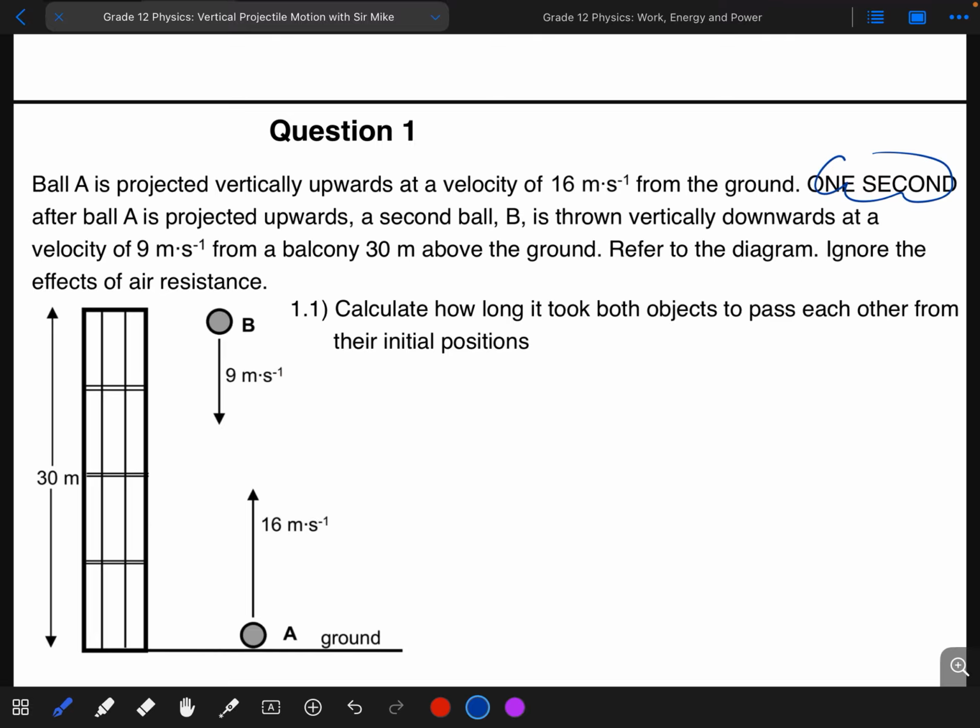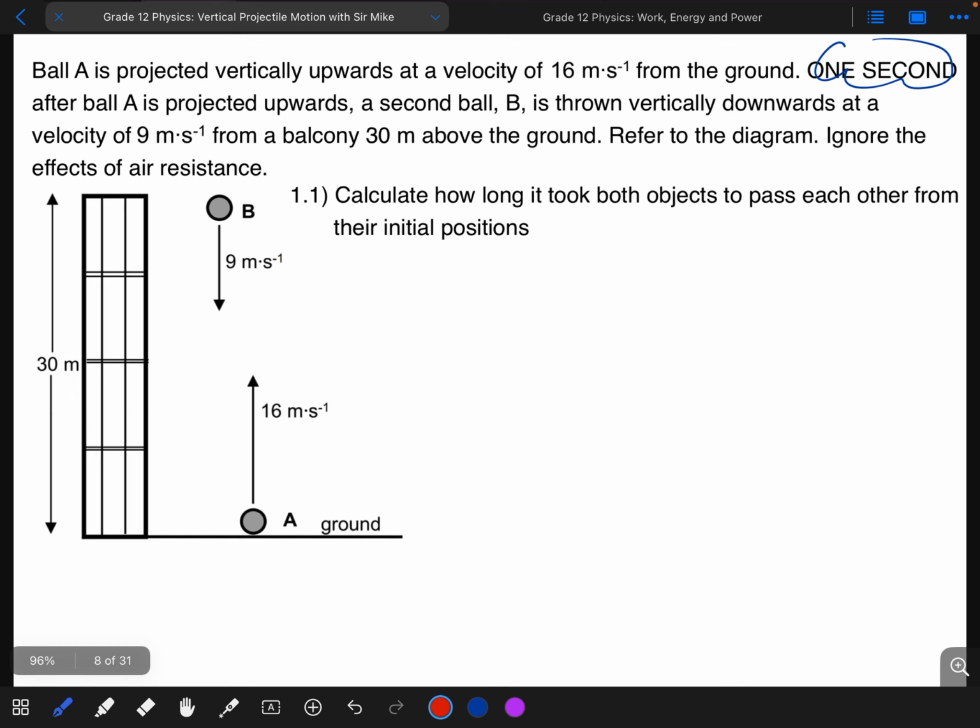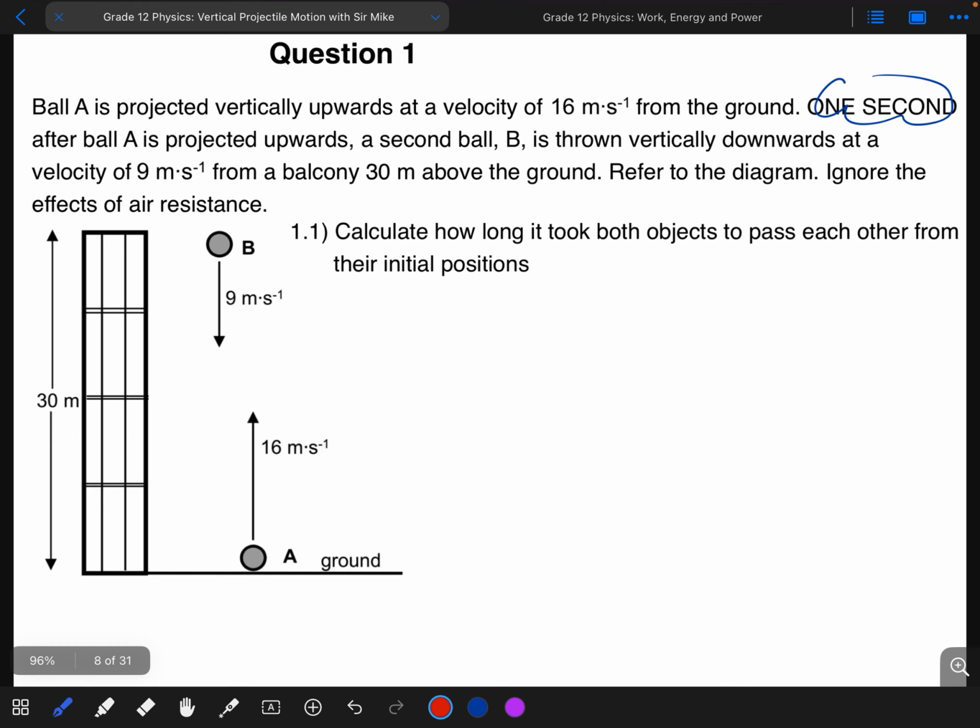So if we look at 1.1, they say calculate how long it took both objects to pass each other from their initial positions. So remember that these objects were not thrown at the same time. What would happen is that as ball A is moving upwards, after 1 second, ball B is projected downwards. So these two objects will meet each other at a certain point, right? But remember, I said that when two objects meet, what they have in common is their height above the ground.